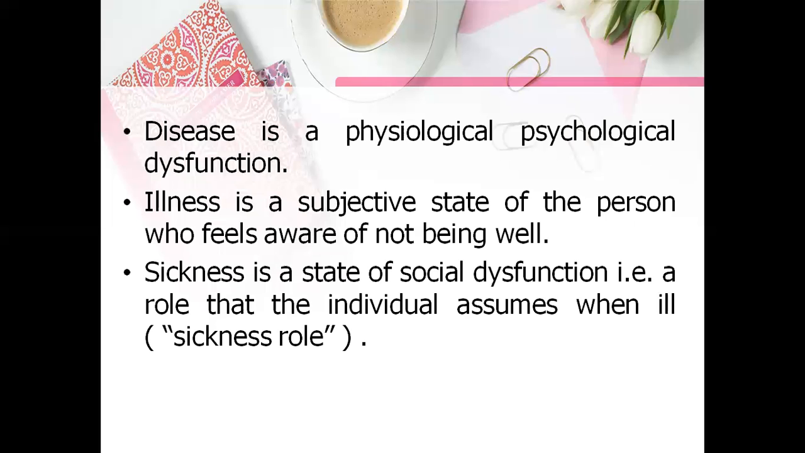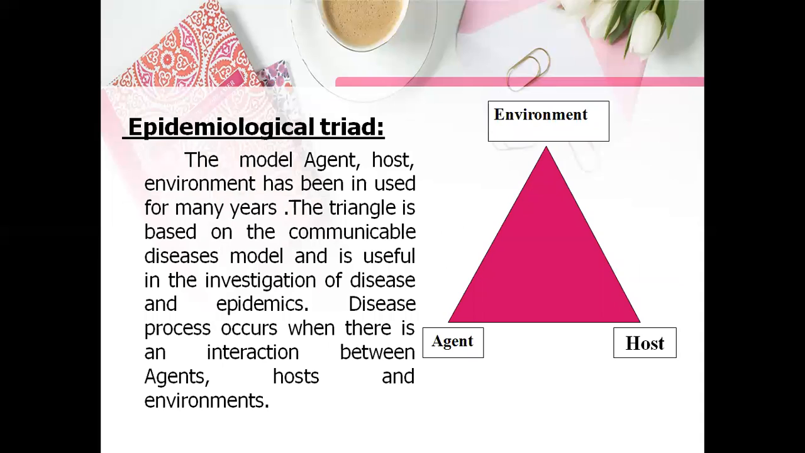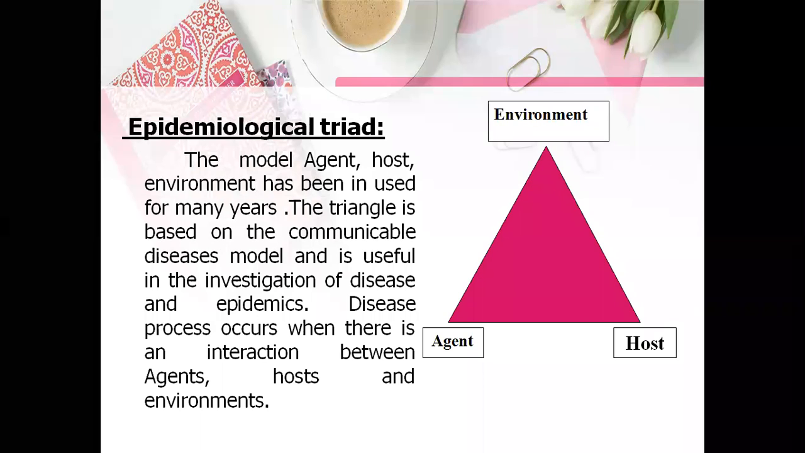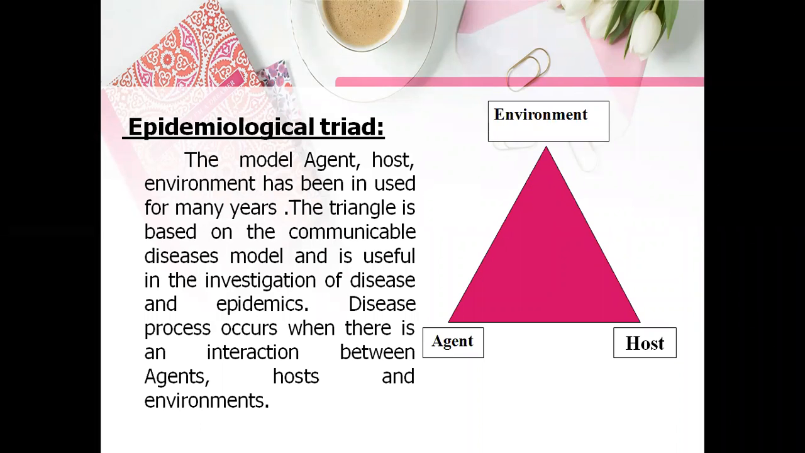Next we will move on to the triad, which I've already mentioned. We'll be using this model. In this model, we have three important factors: the agent, the host, and the environment. Only when these three factors interact can a disease happen, or they can start or cause a disease.